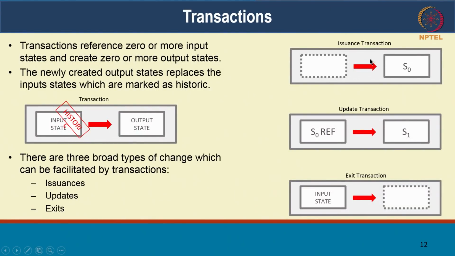So coming to what transactions look like. So transactions reference 0 or more input states and create 0 or more output states. This is very similar to Bitcoin, except that state can have arbitrary information. Newly created output states mark the input states as historic. There are three broad types of exchanges or transactions that are specified by Corda. So these are issuances, updates, and exits.